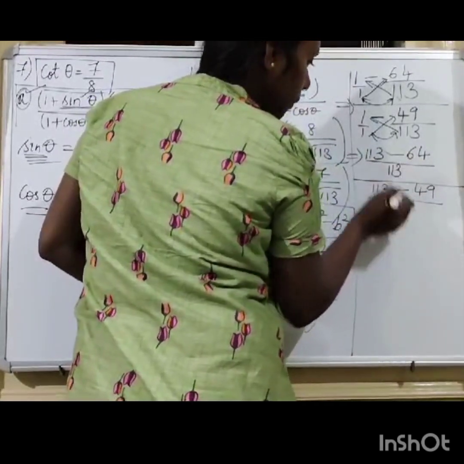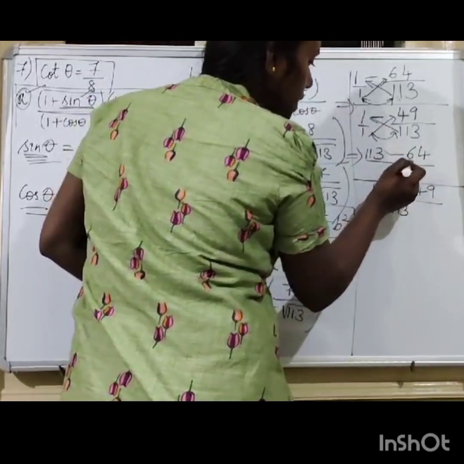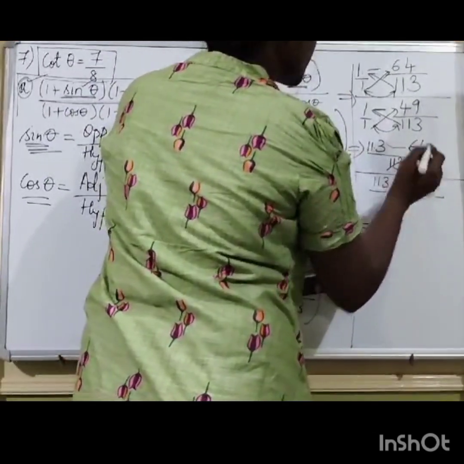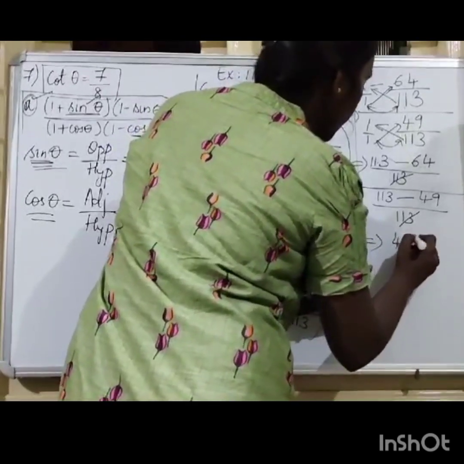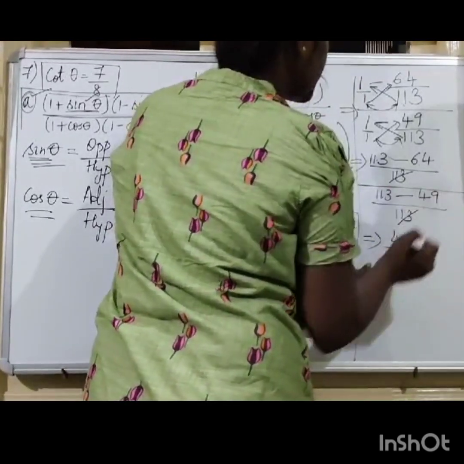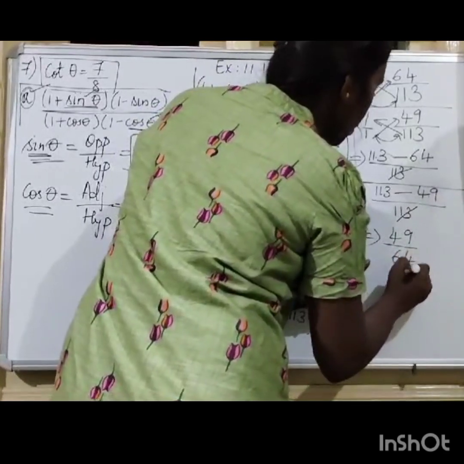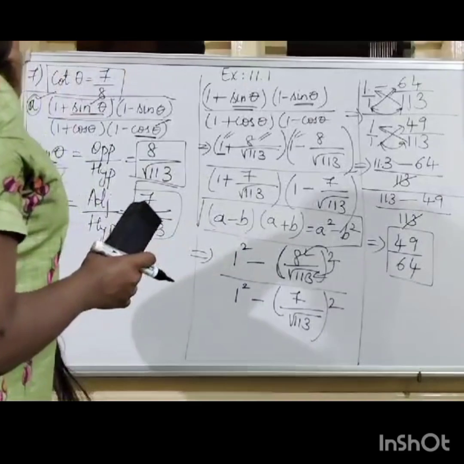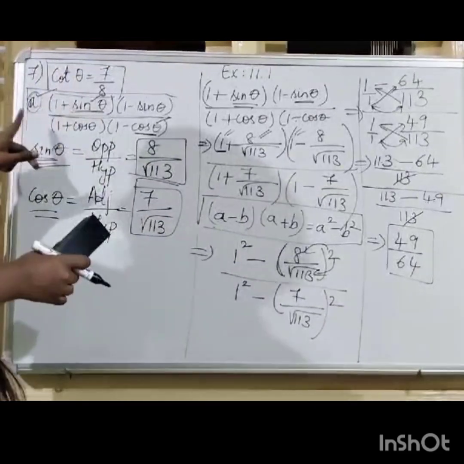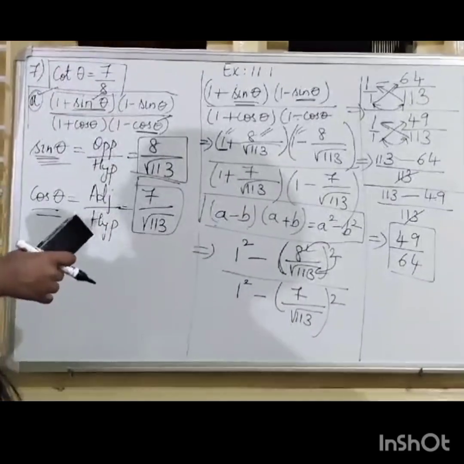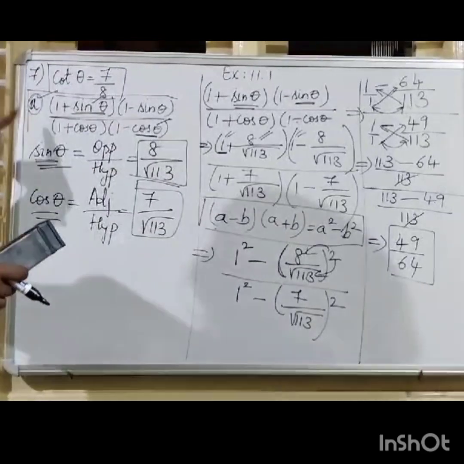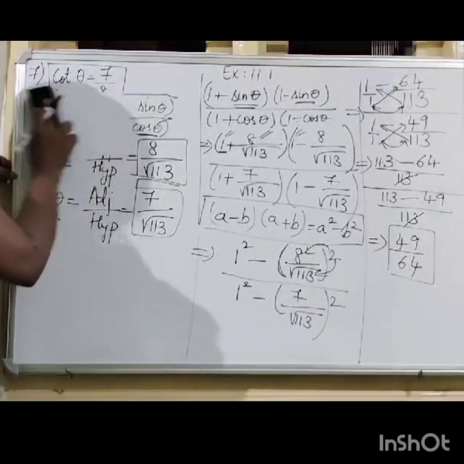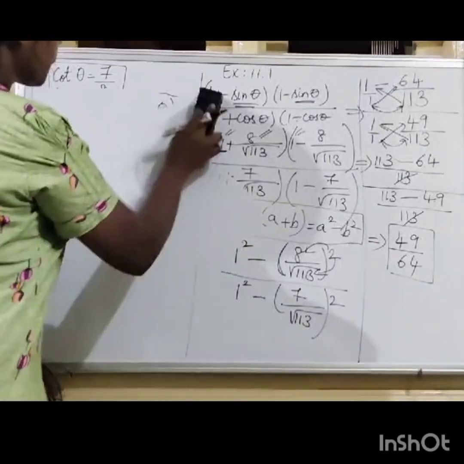Since the denominators of these two are the same, we'll cancel them. We are left with 113 minus 64, which is 49, divided by 113 minus 49, which is 64. So this is our answer for our first sub question, (1 plus sin theta)(1 minus sin theta) whole divided by (1 plus cos theta)(1 minus cos theta). So this solves our first sub question under the 7th one. Next we'll move on to the second sub question.